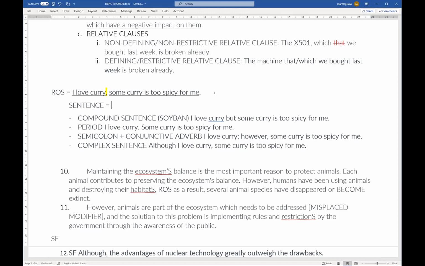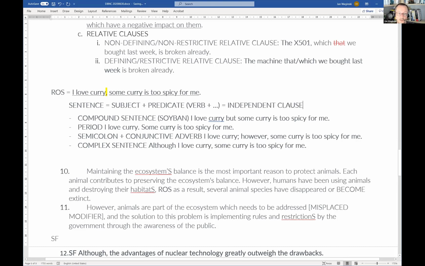Subject, verb, object. Good. We've got subject, and very generally, I'm going to call it a predicate. Predicate means the verb plus whatever's after the verb, and often that's an object, right? I love pizza. I is the subject, love pizza is the predicate. So this is called an independent clause. Clause means subject and predicate.